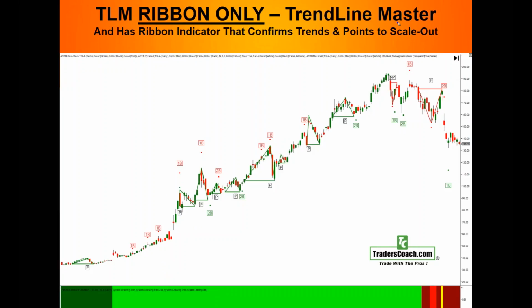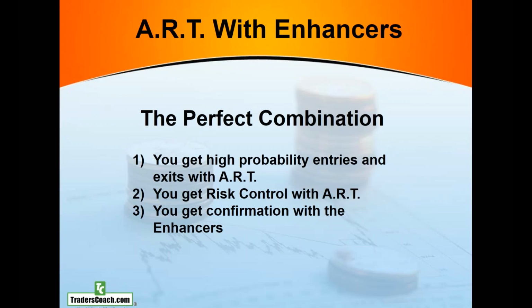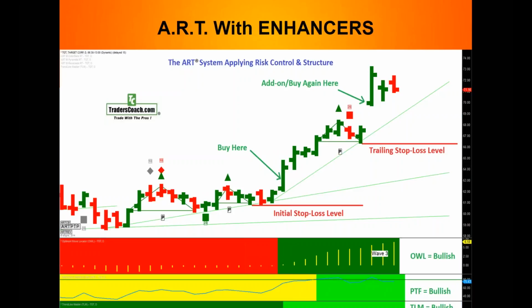All right, so let's move on a little bit further here. Now with the enhancers or indicators, what we do is we add them to the A.R.T system, all right? And basically we use them almost like a checklist, a confirmation checklist of A.R.T signals. So for example, on this chart here, we have all three of the indicators loaded at the bottom. And don't forget, we call these enhancers as well.